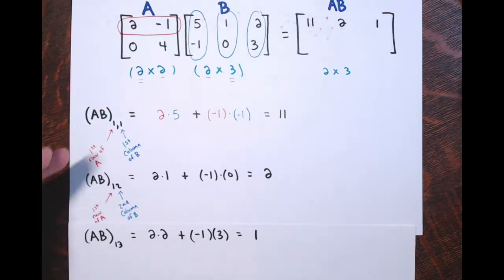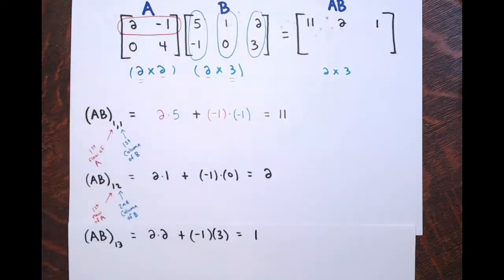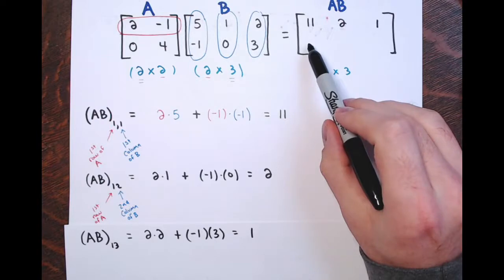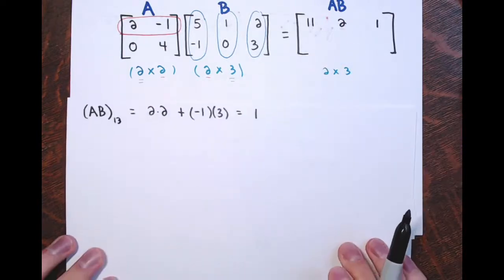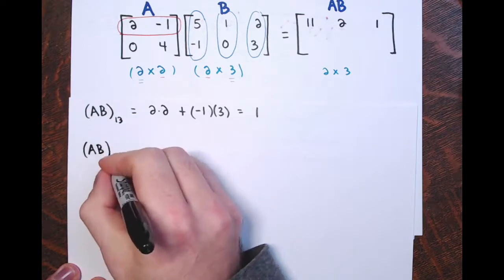So now I'm done with the first row, right? All these had the first row of A, or the first row of the product here. I'm going to move on now to the second row, because I still have 3 more spots to fill. Second row of this product. So now what's A times B? What's the second row first column entry?